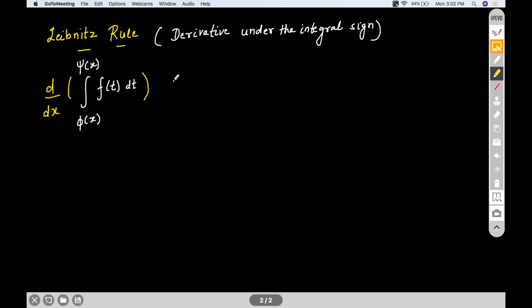Leibniz rule says that this result is going to be f of psi x into derivative of psi x, minus f of phi x into derivative of phi x.